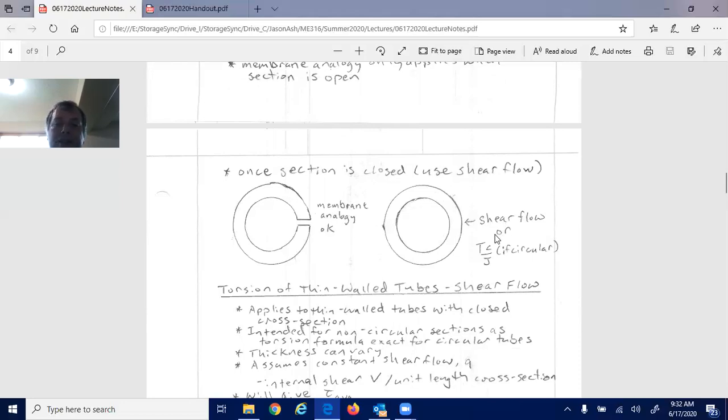If it is circular, you can still use the torsion formula. This is an exact formula, the torsion formula, whereas shear flow is going to give you an average value. But I thought I would just kind of show this as an example of when membrane analogy is okay and when you'd have to go to another solution process. Membrane analogy would not apply here at all.